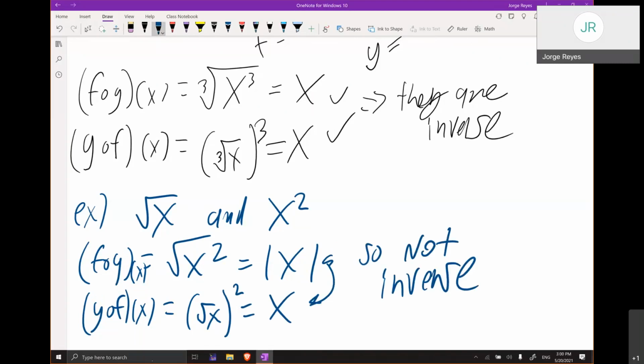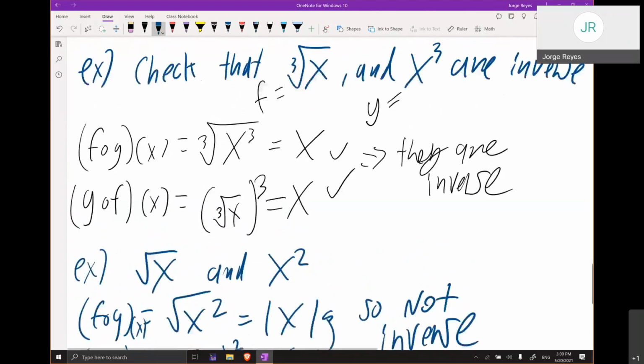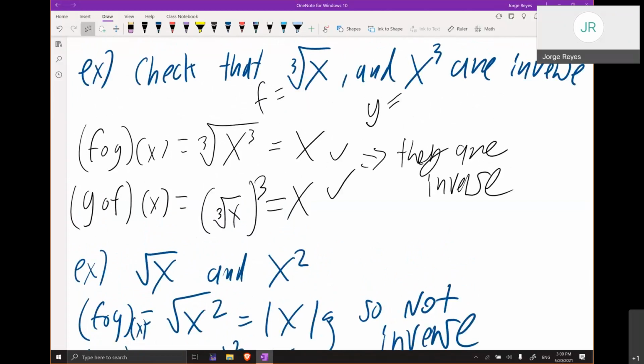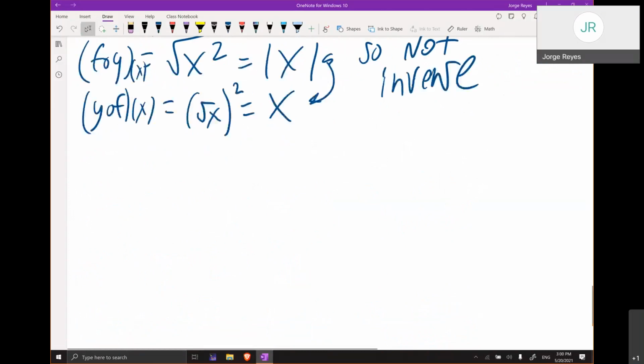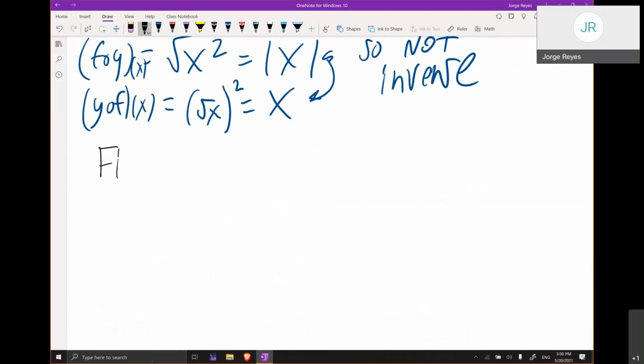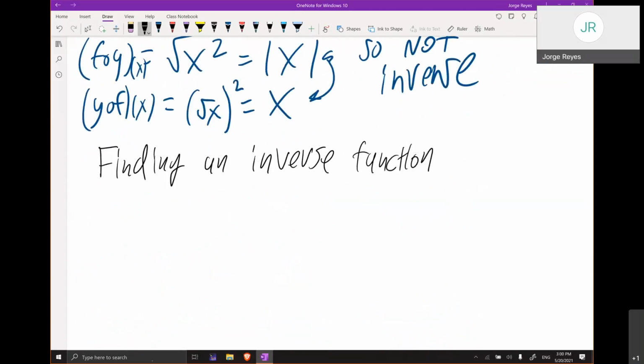All right, so you can use this to test if stuff is inverses, right? If you want to test if two things are inverses, you just compose them and see if they cancel out. But a more popular question is finding an inverse function. So I give you a function and you tell me its inverse. Now this I guarantee is on the test. Very specifically, a specific style of this question is on the test too. Okay, but finding an inverse.